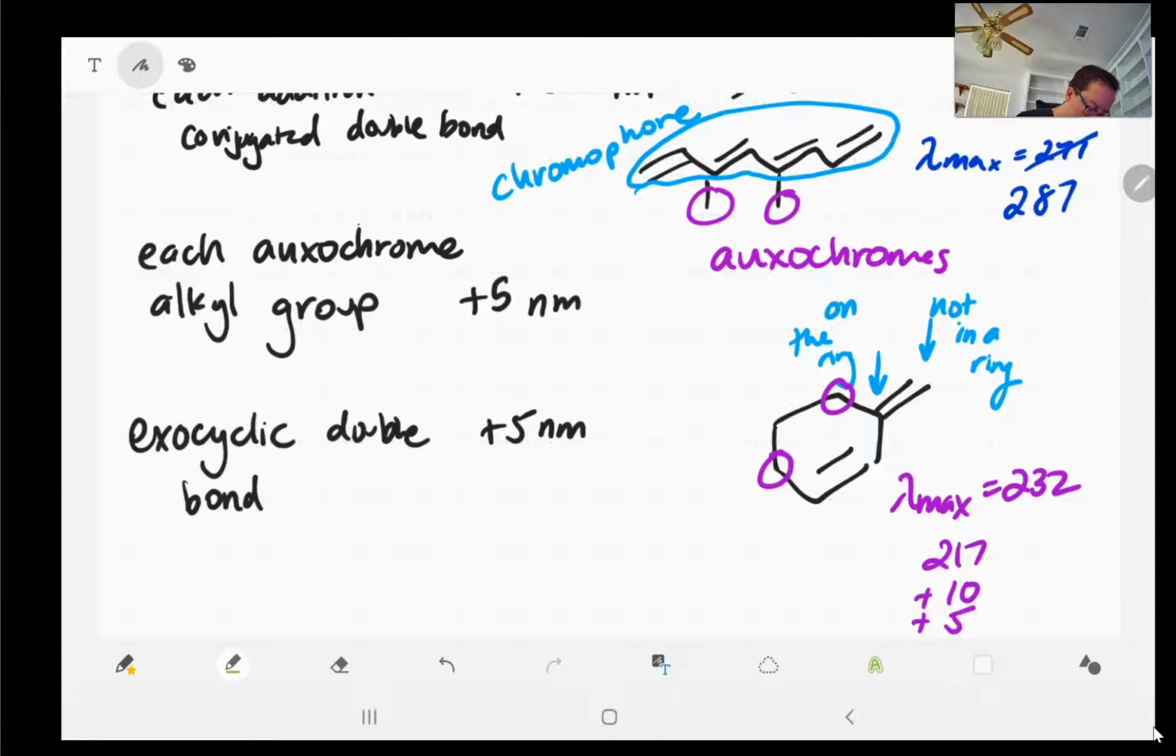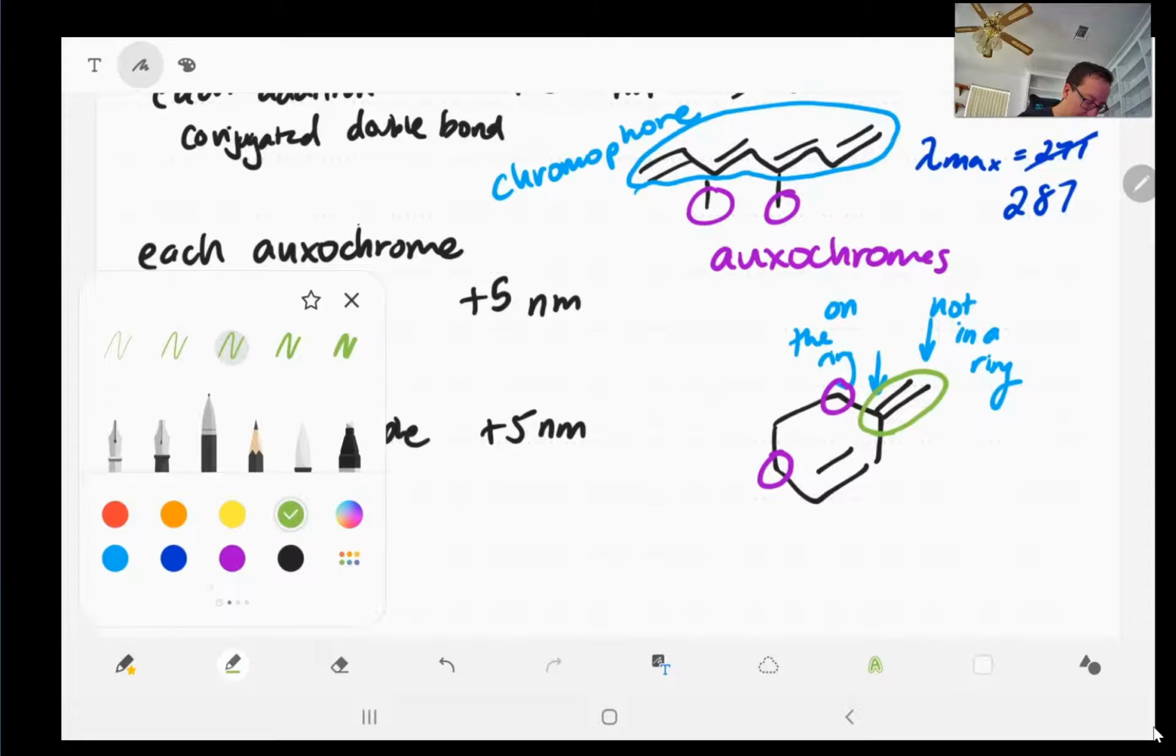For this, I will use green for our exocyclic double bond. Hold on one sec, I can't hear. Okay, say that again, sorry? Can you go over the calculations again real quick? Of course, of course. So, relax, buddy.